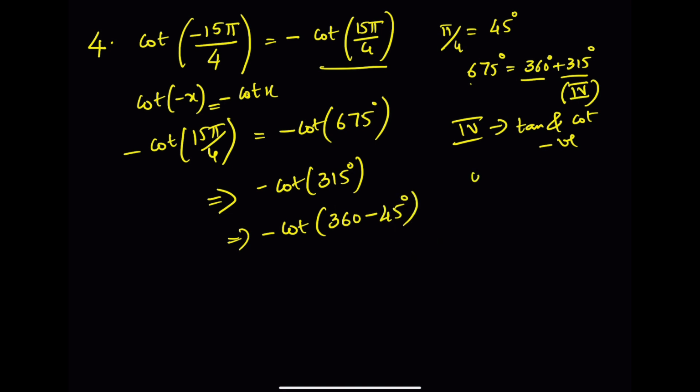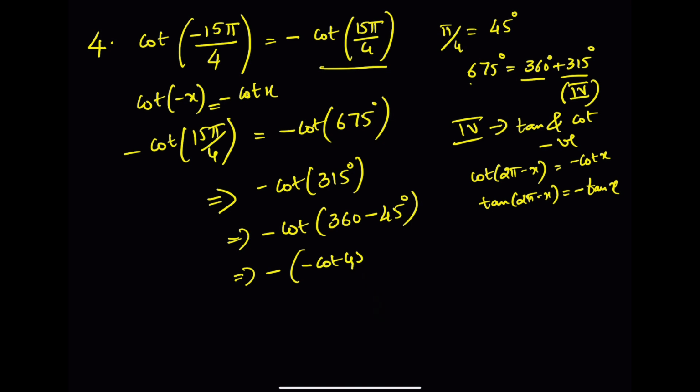Now what is the value of cot of 2 pi minus x? We know that tan of 2 pi minus x is minus tan x. So cot also will be minus cot x for 2 pi minus x. So let me fix this. So we will have a negative value, minus cot of 45 degrees. So this will be minus of minus 1, which is equal to 1.